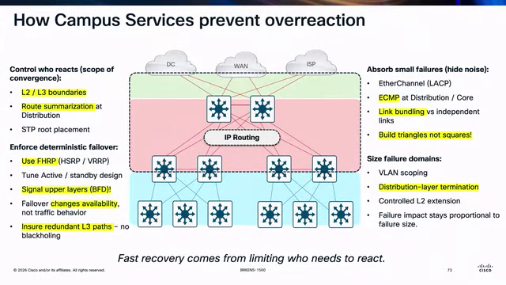Terminate layer 2 at the distribution. Don't build huge or tremendous layer 2 domains. Use first hop redundancy protocol and summarize routes at the distribution. This way you will lower the scale requirements from distribution and following that to core.